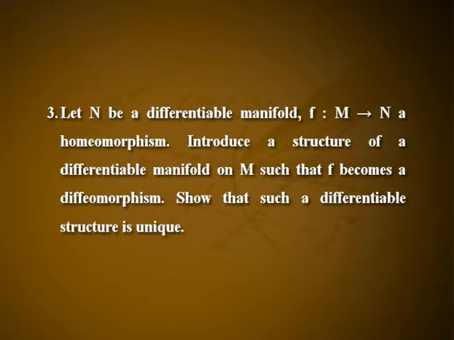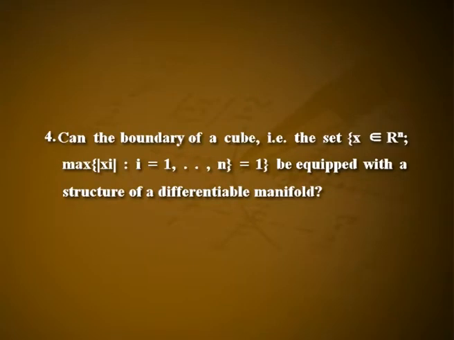Third problem, let N be a differentiable manifold where f from M to N is a homeomorphism. Introduce a structure of a differentiable manifold on M such that f becomes a diffeomorphism. Show that such a differentiable structure is unique. Fourth one, can the boundary of a cube, that is the set of x element of R^n where the maximum of |x_i|, i equal to 1 to n, is equal to 1, be equipped with the structure of a differentiable manifold?